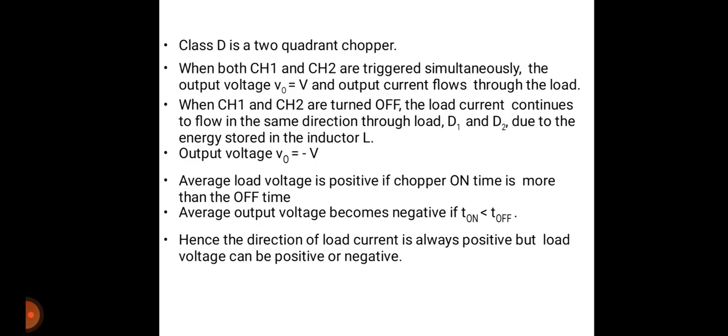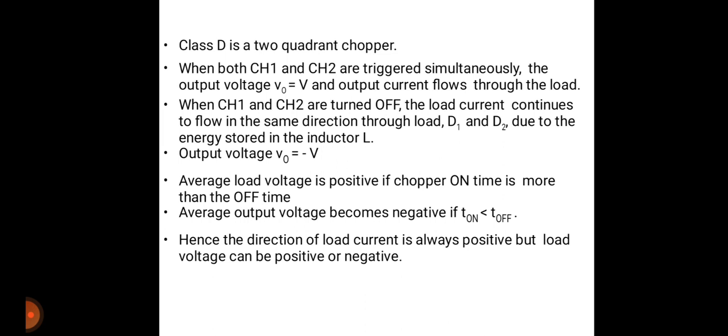As average values of both V0 and I0 are positive, chopper operation in the first quadrant is obtained and power flows from source to load. In the various waveforms, T on is less than T off.